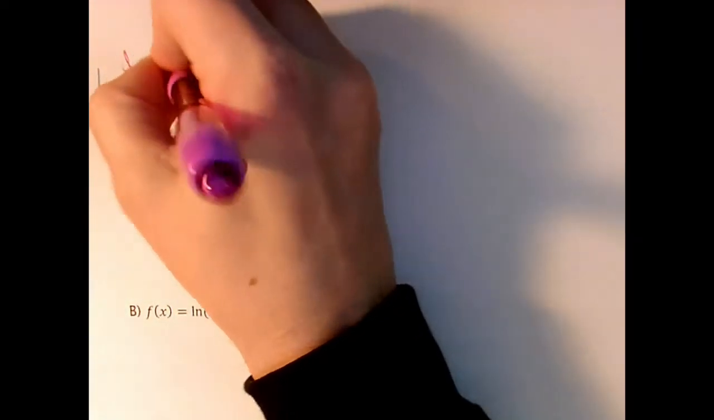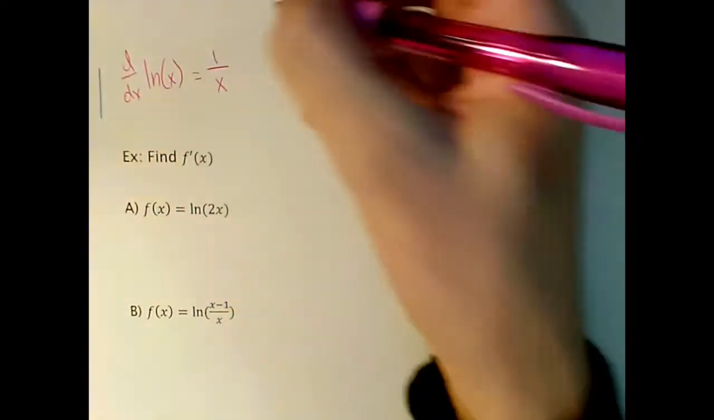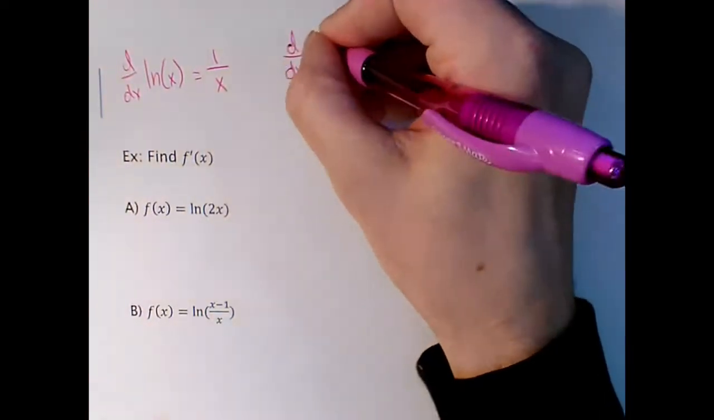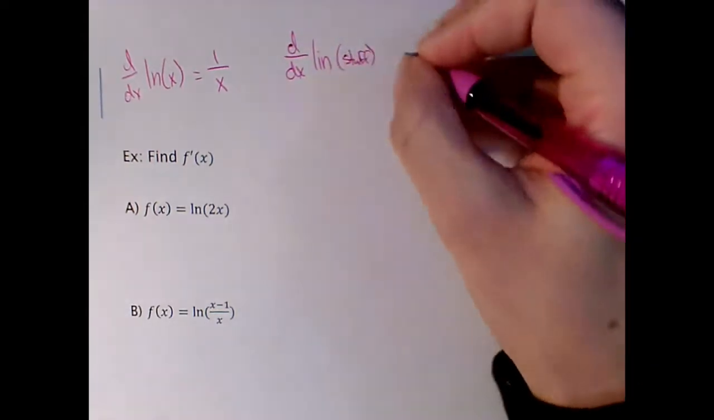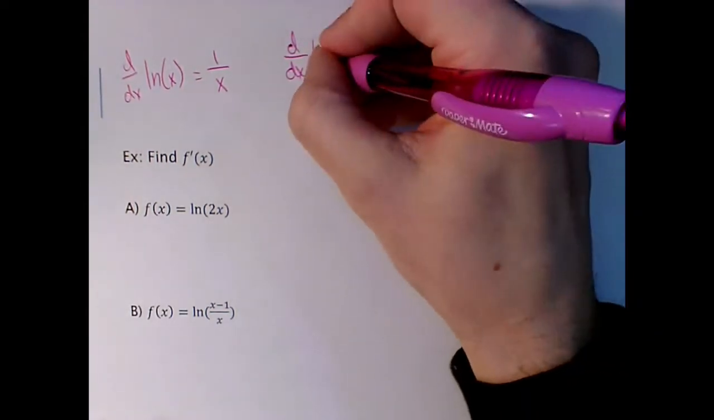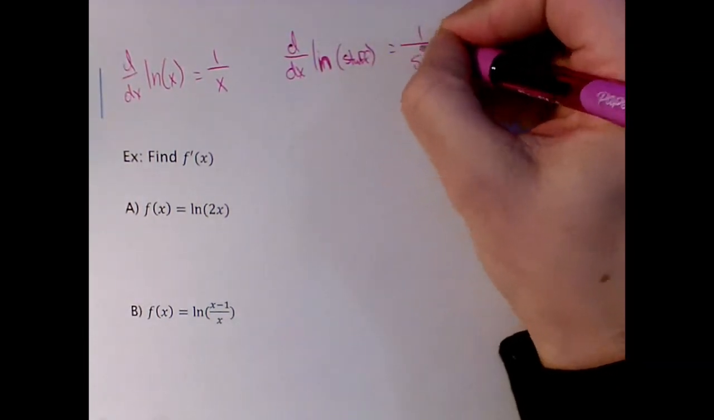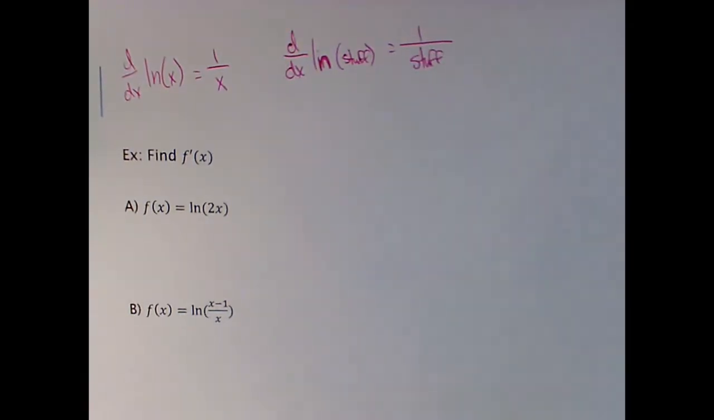Remember, simply put, the d dx, the derivative of ln of x, is 1 over x. And I guess maybe a way that we can view this is the derivative of ln of stuff is 1 over stuff. Now that might seem dumb, like why put that there? Well, that's going to help us when we try to understand the chain rule with these types of problems.